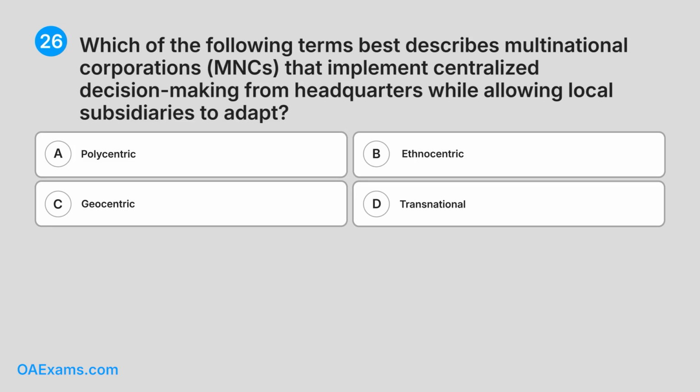26. Which of the following terms best describes multinational corporations, MNCs, that implement centralized decision-making from headquarters while allowing local subsidiaries to adapt? A. Polycentric. B. Ethnocentric. C. Geocentric. D. Transnational. Do you know the answer?